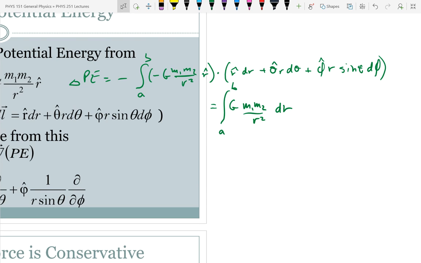What happened to my minus signs? Minus times a minus is a plus. What happened to my d theta and d phi? Well, when you dotted with the r hat, there was nothing in the theta or phi, so that's where they disappeared. So now we just do this integral. Not a terribly hard integral again. What do you get when you integrate 1 over r squared dr?